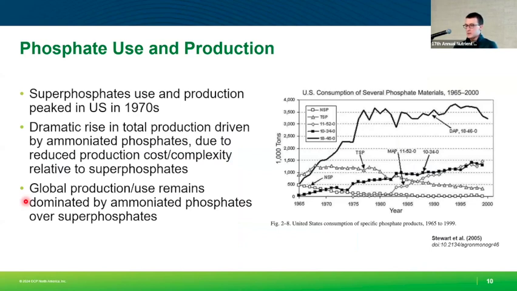It goes by all of those names. Those are simpler fertilizers in a way. There was a dramatic rise in total production and use of phosphate fertilizers with the ammoniated phosphates, that technology, and that was just due to reductions in cost and complexity relative to superphosphates. And that's still the world that we live in. The ammoniated phosphates are still the primary source of phosphate fertilizers, both in the US and globally.